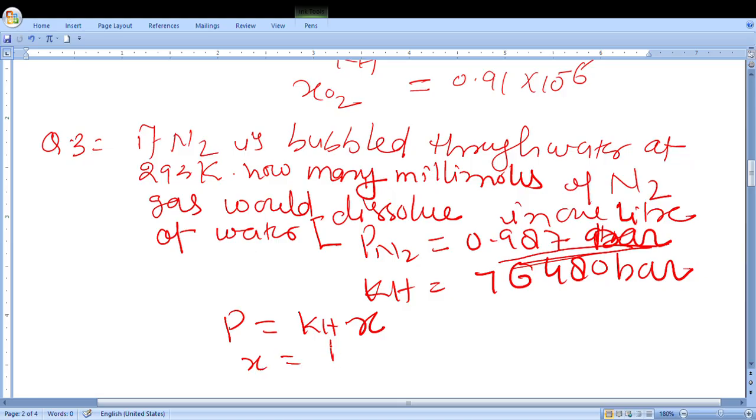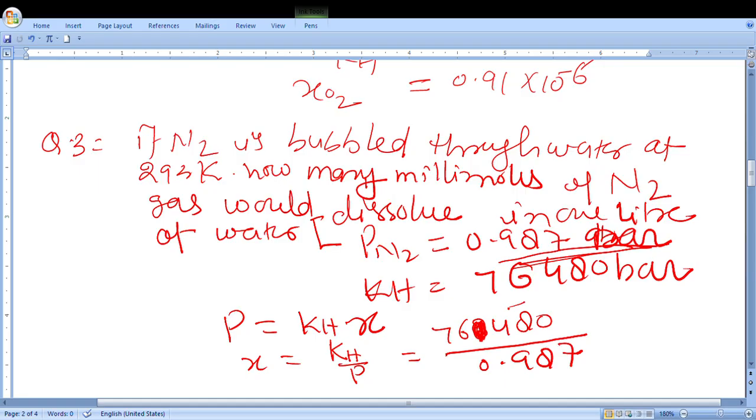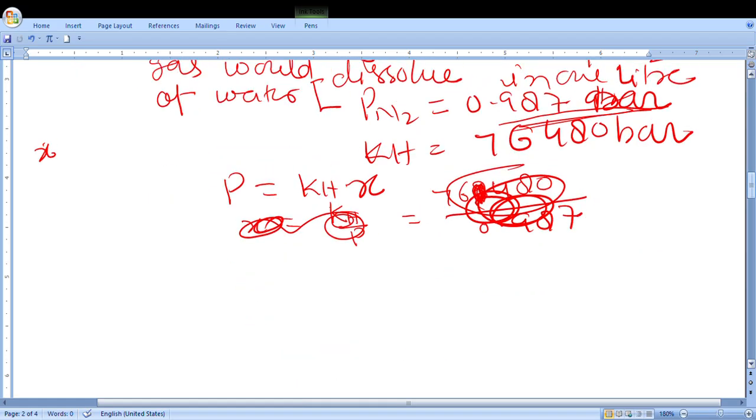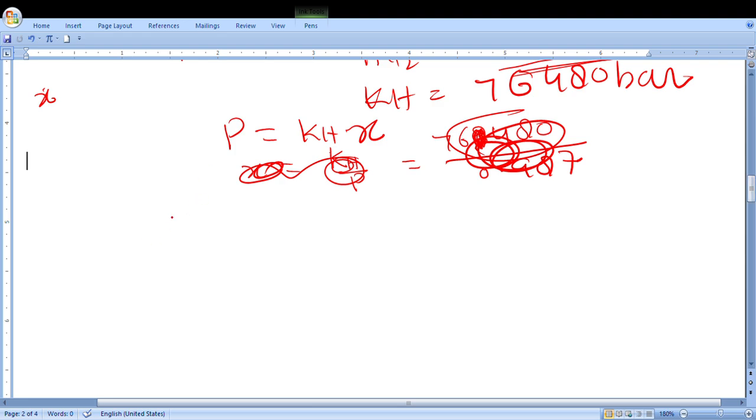x is equal to P upon KH, which is 76480 upon 0.987. No, that x is equal to P upon KH. Once again we are going to solve. There was a mistake in the formula: x is equal to P upon KH.